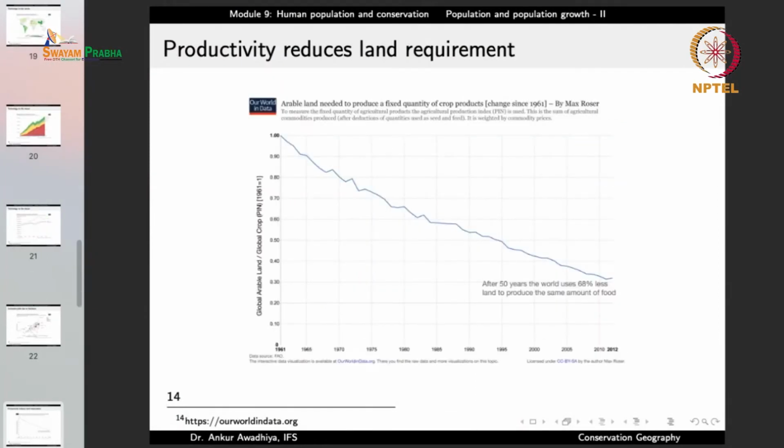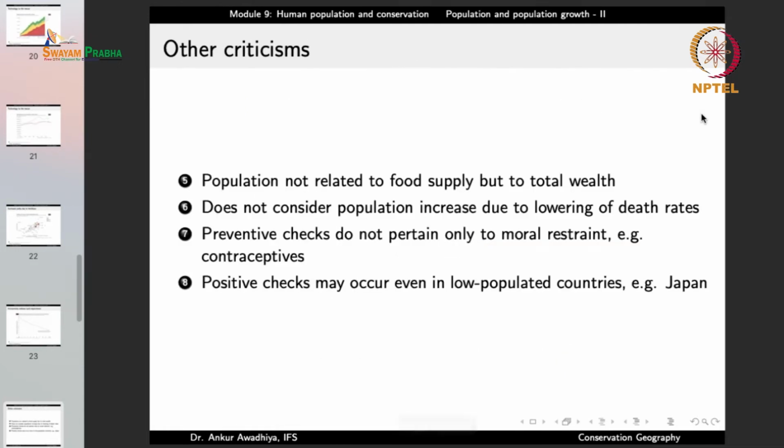Now, with an increase in yield, with an increase in productivity, we are observing that we actually require less and less amount of land to grow the same amount of food. That is, after 50 years, the world uses 68% less land to produce the same amount of food. So, increase in productivity is also a way through which we can bring a balance.